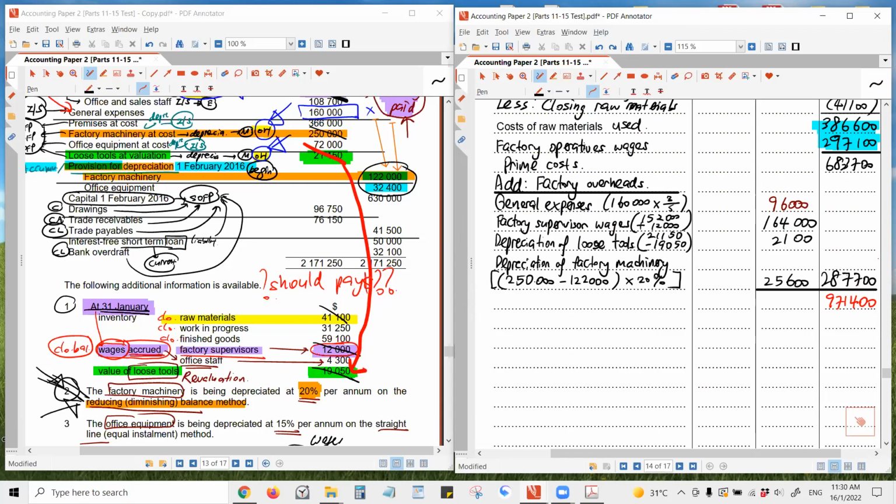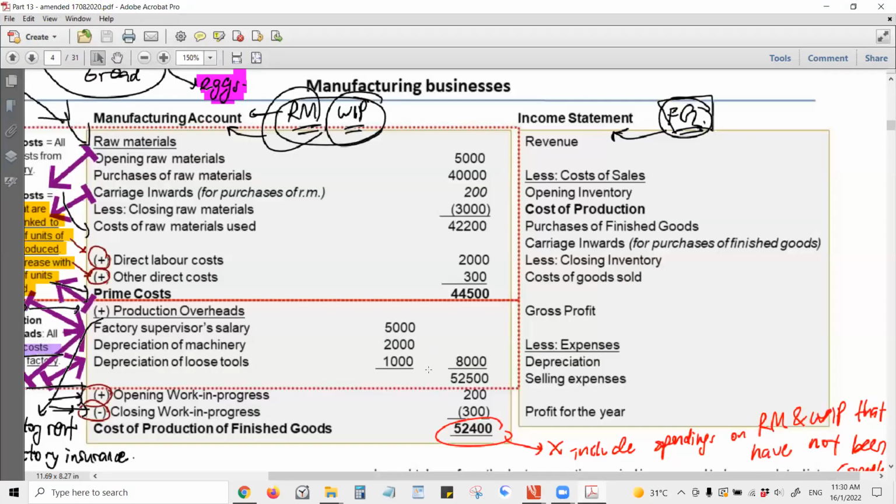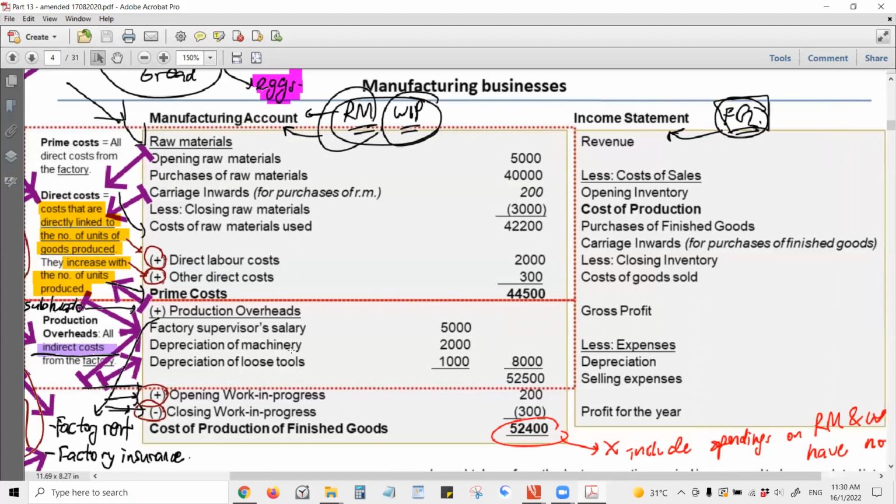So I'm done with the direct cost of the factory section. I'm done with the factory overhead section. Last part, we have to deal with the work in progress. So see the question again. How do you deal with work in progress? Here, you have to plus opening work in progress, minus closing work in progress. Plus opening, minus closing. And you have to know the reason again.